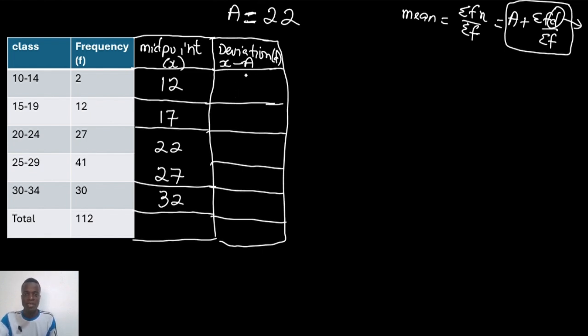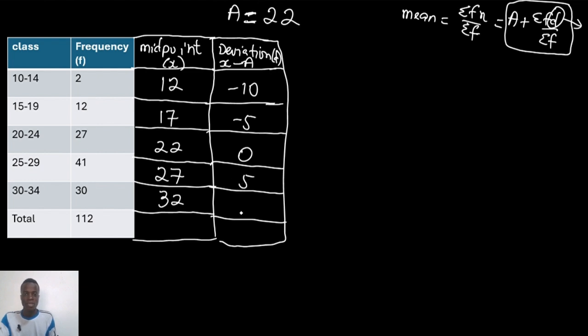So what do we have? X minus a, that's 12 minus 22, which is negative 10. Take your time and use your calculator to do everything. Here, the assumed mean is easier. We say that it will definitely tend to 0. And then this one, 27 minus 22, you are going to get 5.